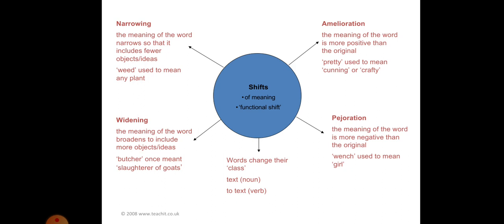This is functional shift, so the idea being that the word just goes from being one type of word to another type of word. A good example here is the word text. So I send a text, so text there is a noun, but now we talk about texting someone, the idea of the text becomes a verb.